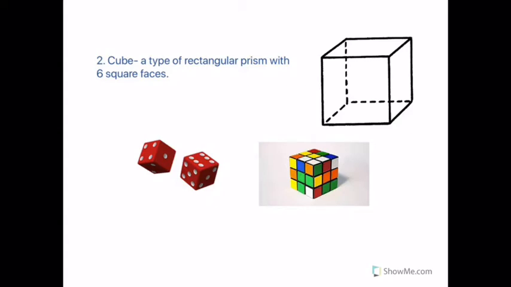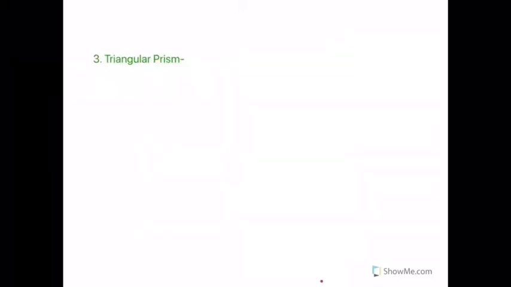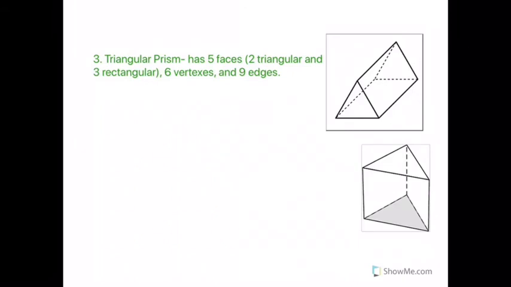Next, let's look at the triangular prism. A triangular prism has 5 faces, which include 2 triangular bases and 3 rectangular faces. It has 6 vertices and 9 edges.